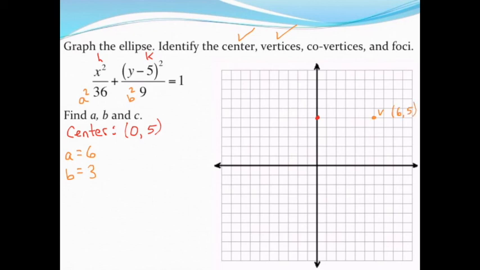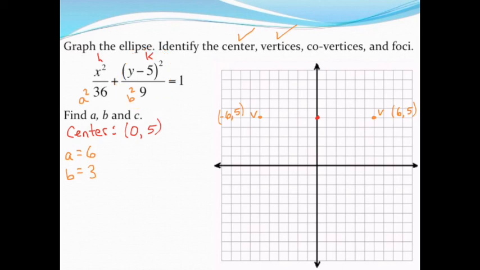If I count 6 spaces to the left, 1, 2, 3, 4, 5, 6. And again, that's going to be the vertex. Your vertices are always along the longer axis, the major axis. That's the point (-6, 5). All right, next up, let's plot the b value. Since the b value, the smaller number, is under the y, I'm stretched less in the y, or vertical direction.